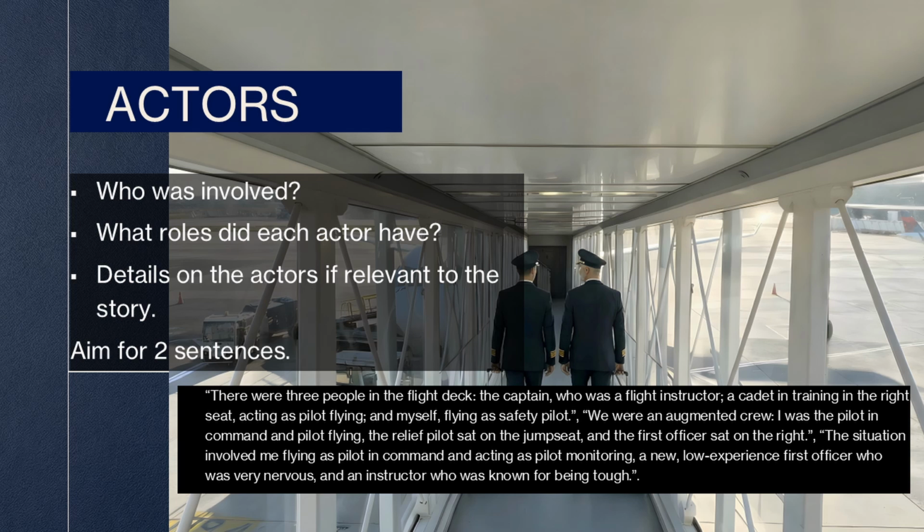Examples. There were 3 people in the flight deck. The captain, who was a flight instructor, a cadet in training in the right seat, acting as pilot flying, and myself, flying as safety pilot. We were an augmented crew. I was the pilot in command and pilot flying. The relief pilot sat on the jump seat, and the first officer sat on the right. The situation involved me flying as pilot in command and acting as pilot monitoring. A new, low-experience first officer who was very nervous, and an instructor who was known for being tough.